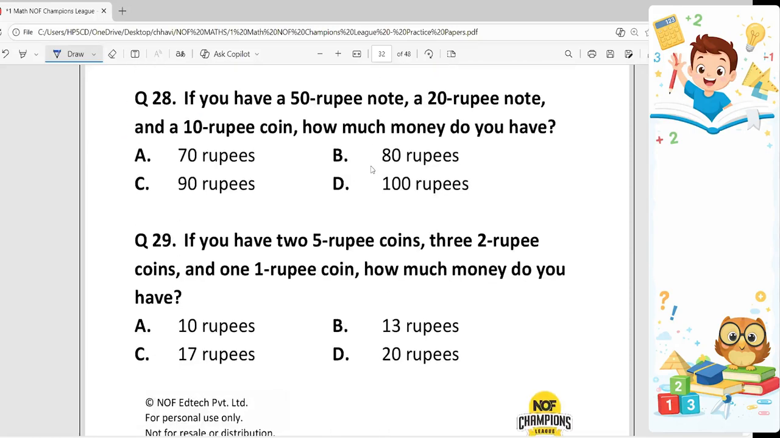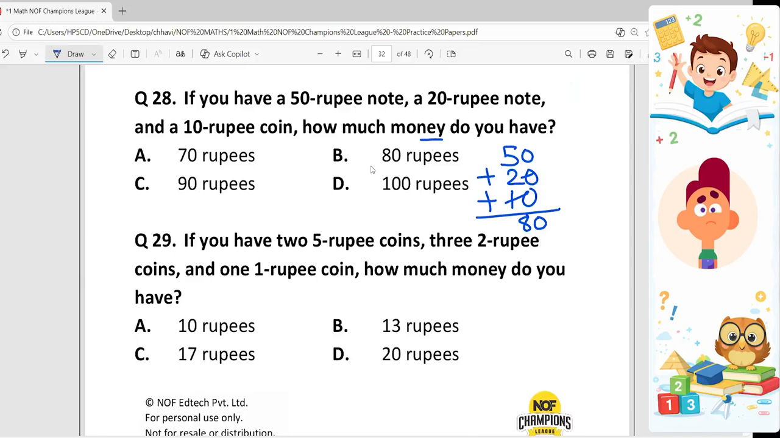28. If you have a 50 rupee note, a 20 rupee note and a 10 rupee coin, how much money do you have? So we have been asked to total it. So it will be like 50 plus 20, they have asked the total amount, plus 10. So it is 50, 60, 70 and 80. 80 rupees. Option B is the correct one.